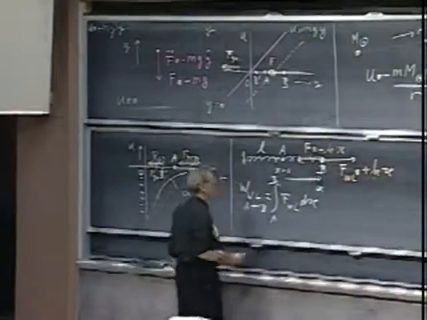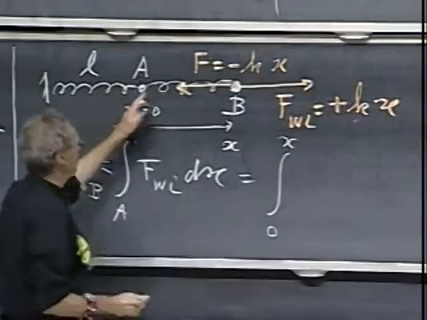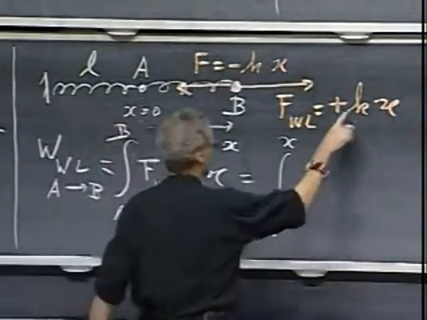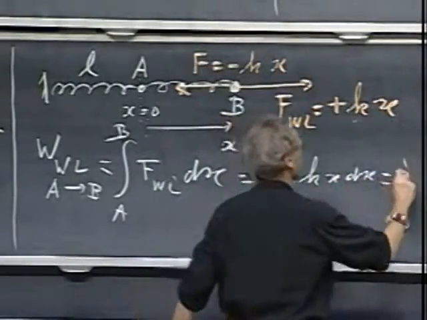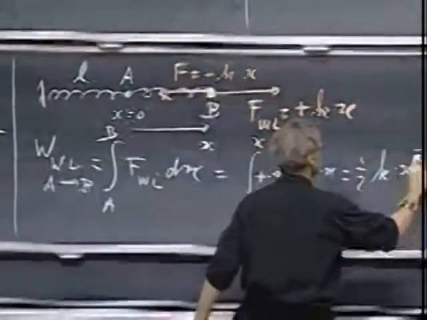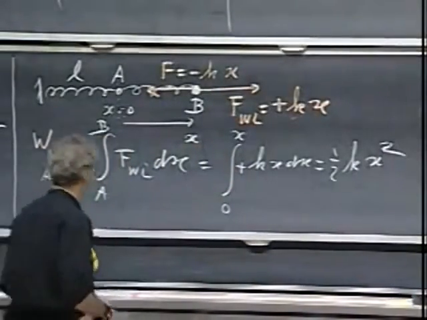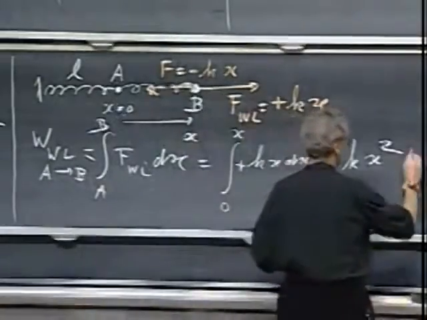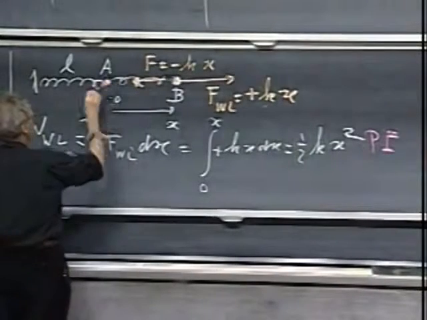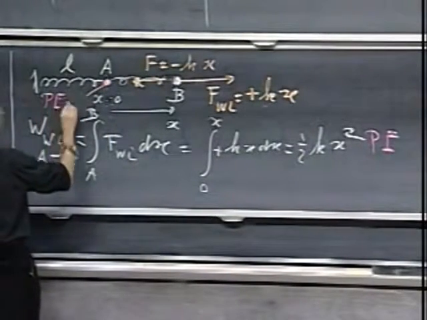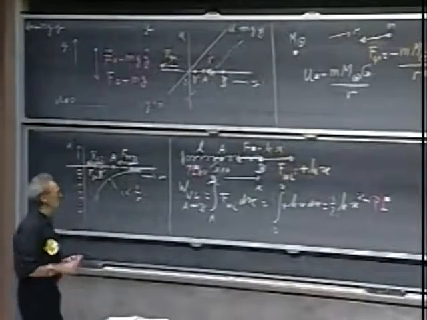I move it in this direction. So that becomes the integral from 0 to a position x of plus kx dx, and that is 1/2 kx squared. And this is what we call the potential energy of the spring. It means that at x equals 0, we define potential energy to be 0. You don't have to do that, but it would be ridiculous to do it any other way.